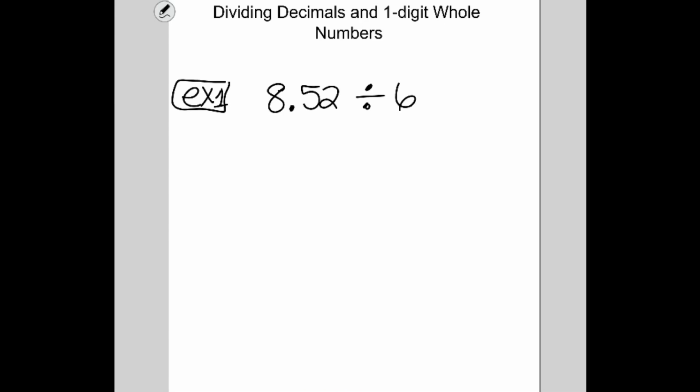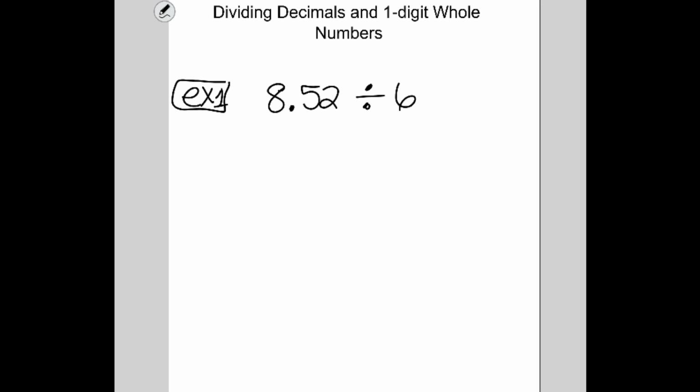All right, Super Friends, we are going to be dividing decimals and one-digit whole numbers. As we progress through this unit, we will divide by more than one digit, whole numbers with the decimals, and we're going to end up dividing decimal by decimal. But we're going to take our time step by step. So our first example is 8.52 divided by 6.